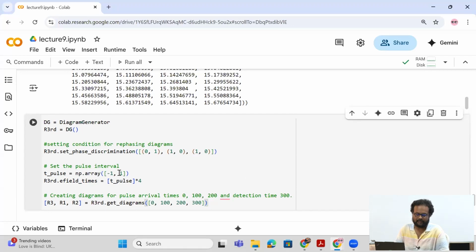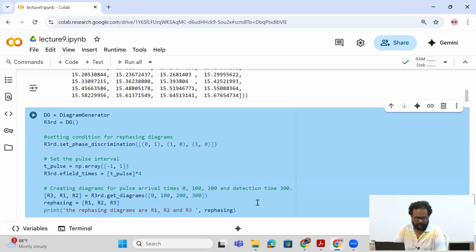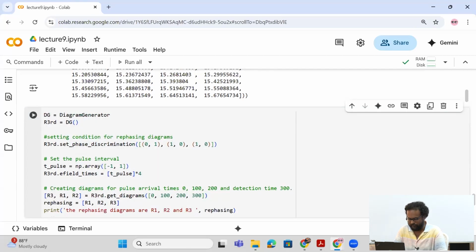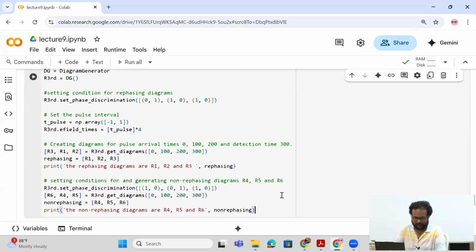Pulse width, you need to change these numbers here. You can go from -10 to 10, then it will be about 20th of the second pulse. So we know these R1, R2, R3 are all the rephasing pathways. Same way we can define non-rephasing, which will also have three major classes of diagrams. Under each class, you can generate more, but you don't need to worry about that. It will take care of itself.